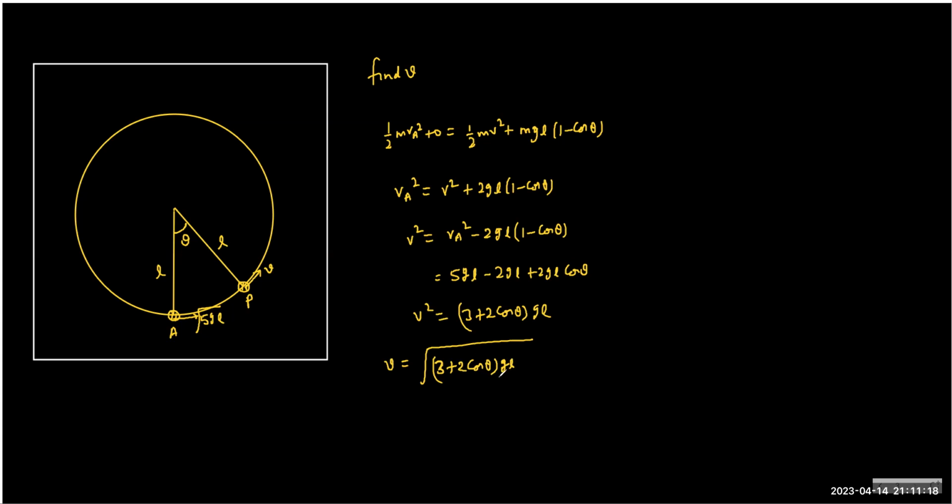No problem. Okay. So now this is the V, so you can use this as a general formula. If you put theta equals 0, you can see the answer is root 5GL. And if you put theta equals 90, how much? Root 3GL. And if you put theta equals 180, this is root GL, right? Cos pi is minus 1.